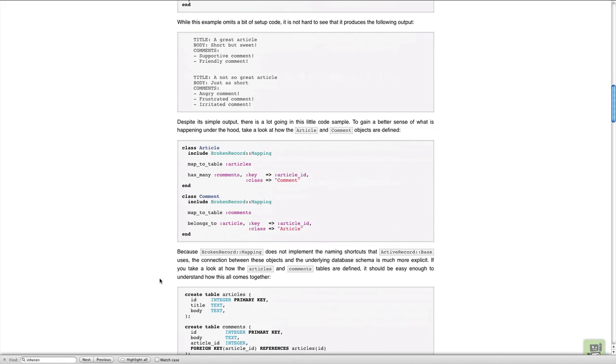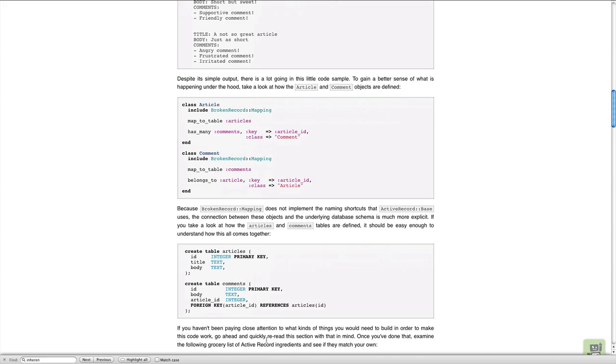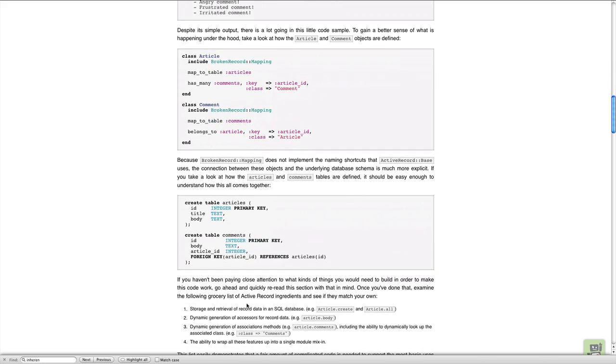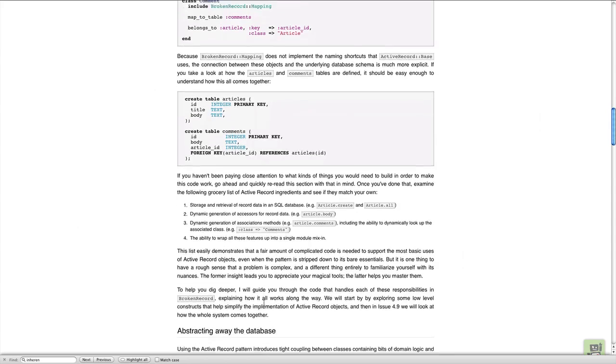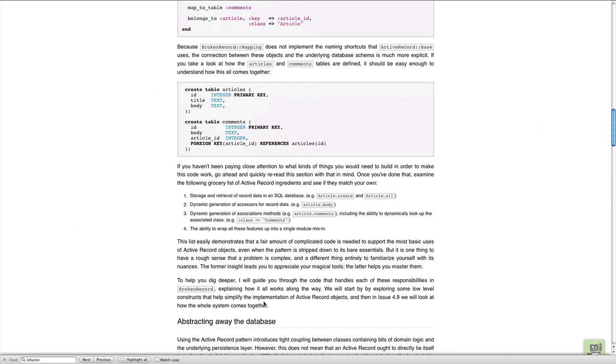To gain a better understanding of what is happening on the web, take a look at how the article and comment objects are defined. Because broken record mapping does not implement the naming shortcuts that Active Record Base uses, the connection between these objects and the underlying database schema is much more explicit. Take a look at how the articles and comments tables are defined. It should be easy enough to understand how it all comes together.